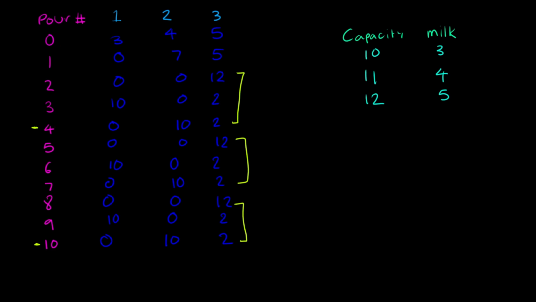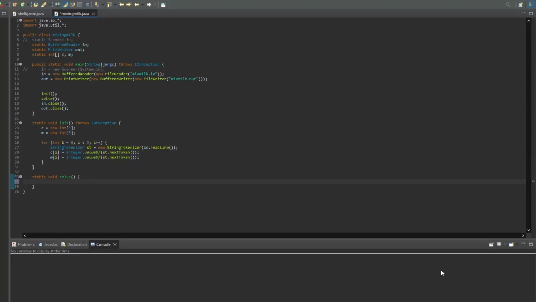So without any further ado, let's get started on the programming part. As you can see, I already have some code written out here, and it's pretty self-explanatory. I have two static integer arrays called C and M. This is going to be the input that I take in, the capacity and the milk amount of each bucket. It's an array that holds that value for every bucket.